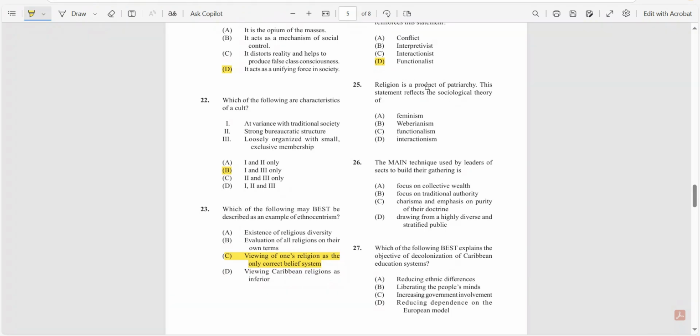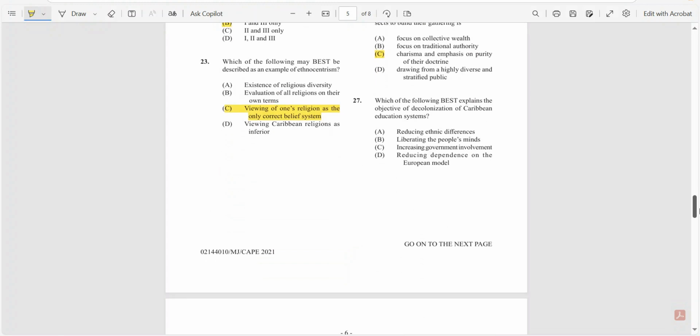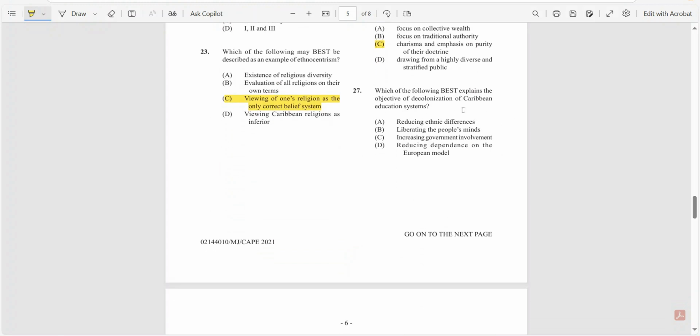25. Religion is a product of patriarchy. This statement reflects the pathological theory of the feminism. 26. Sorry. The main technique used by leaders of sects to build their gathering is charisma and emphasis on purity of their doctrine. 27. Which of the following best explains the objective of decolonization of the Caribbean education system? So that is liberating the people's minds.